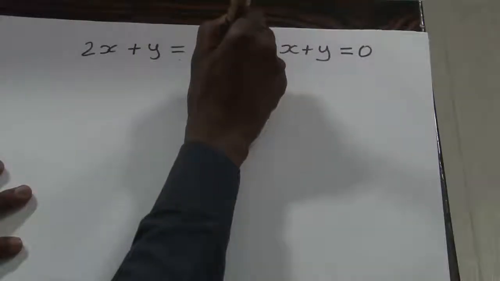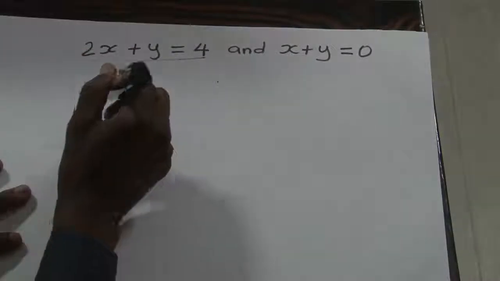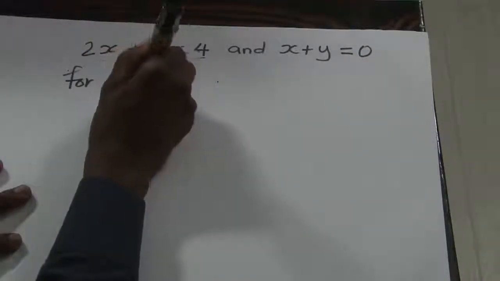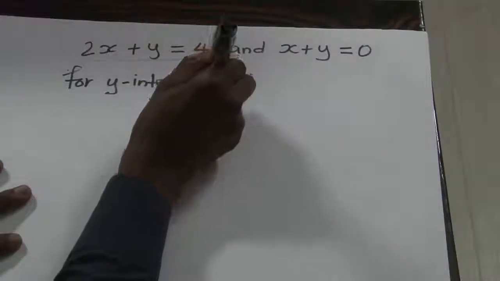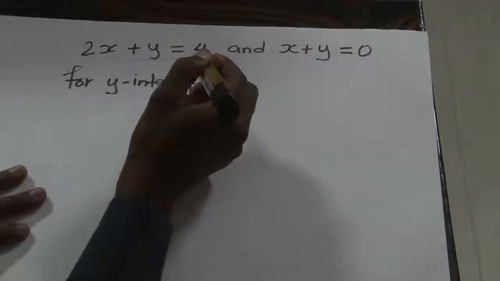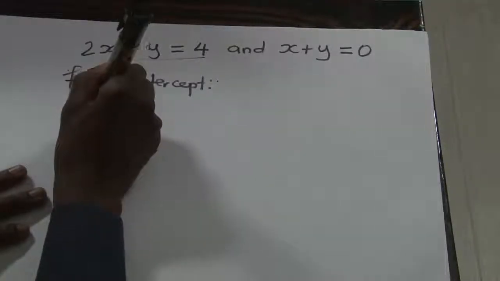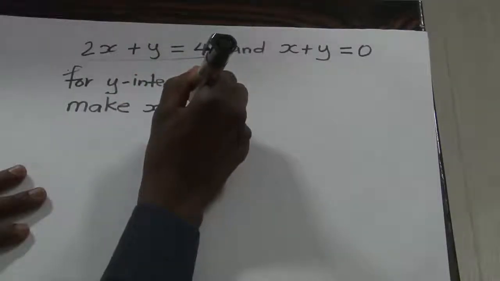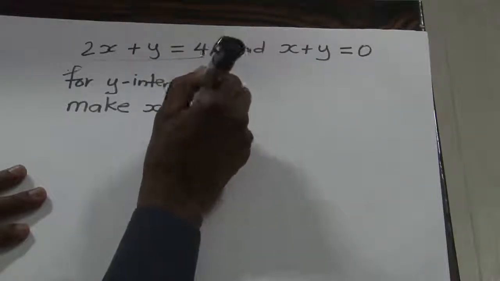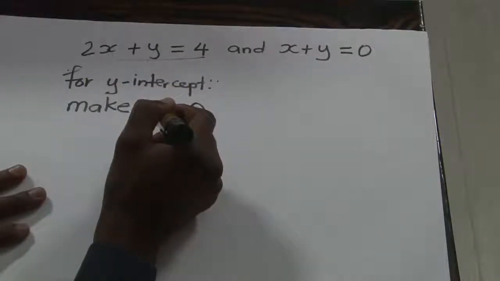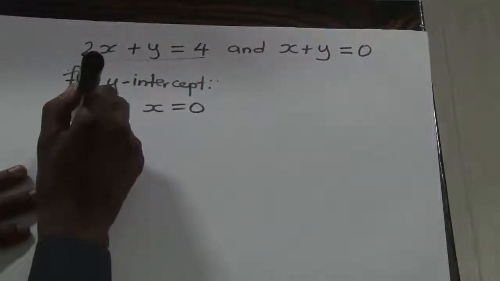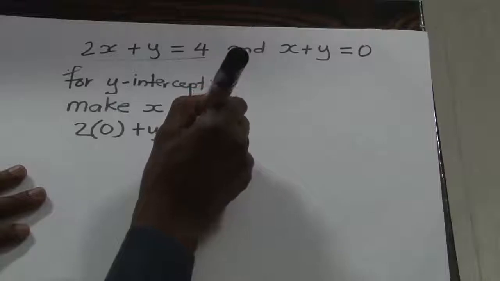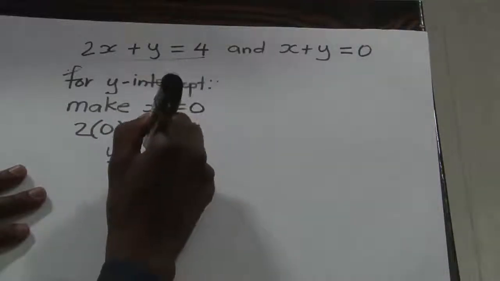So what you do, if they are given, this means that we have to look for the y-intercept and x-intercept of this. For the y-intercept, you always should make x equals to 0, because when the graph is cutting the y-axis, x is equal to 0. So now we say 2 times 0 plus y is equal to 4. In other words, this graph is cutting the y-axis at 4.